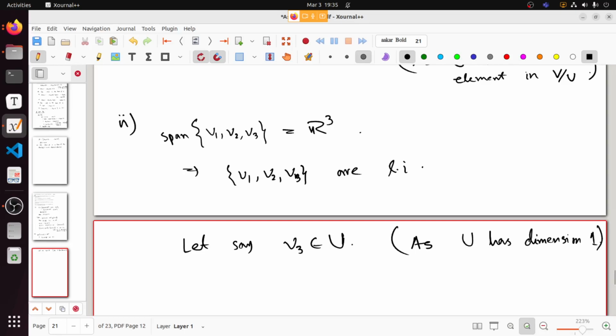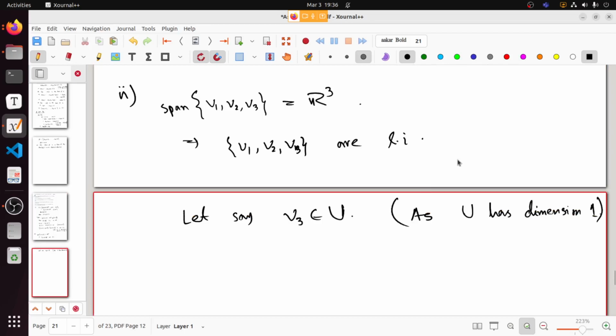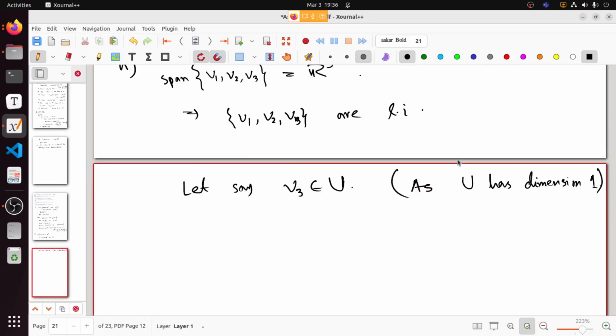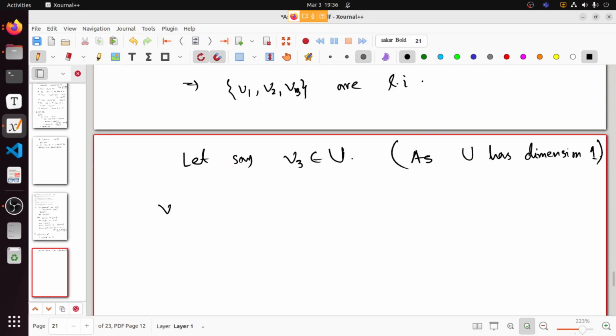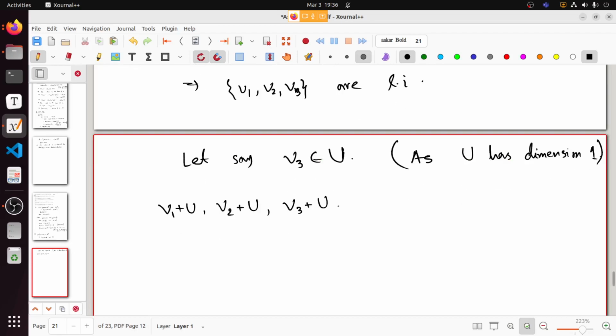Right. Then what we have to check? That the corresponding cosets will span R3 mod U. Then B1 plus U, B2 plus U, B3 plus U. So B3 plus U will be again U, because B3 is in U. So this will span the R3 mod U, right?